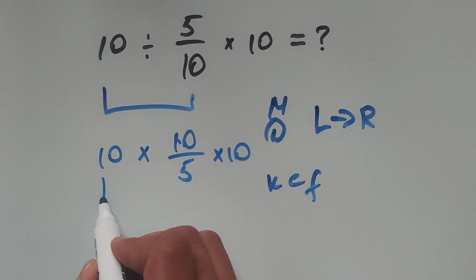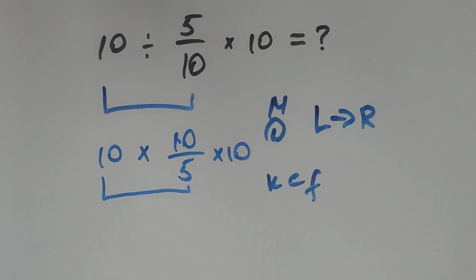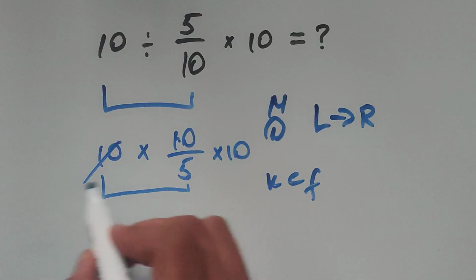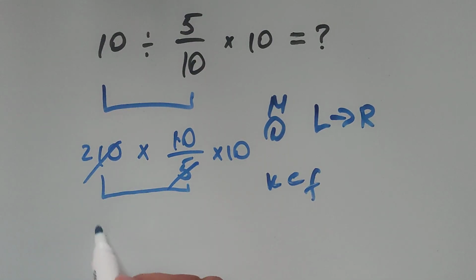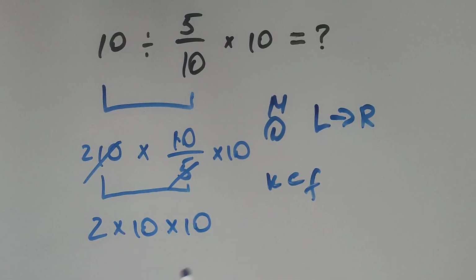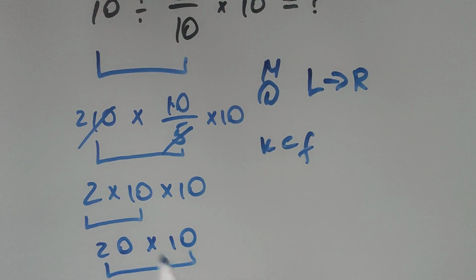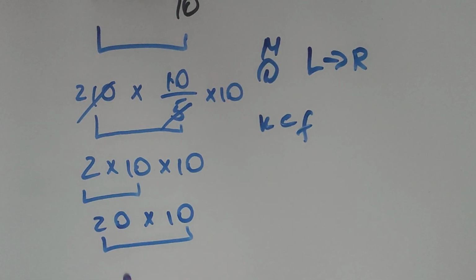And first we have to work this, and we can easily cancel this 10 and 5 here, 2, and 2 multiplied by 10 multiplied by 10. And first we have to work this, and this equals 20 multiplied by 10, and this equals 200. And this is our correct and final answer.